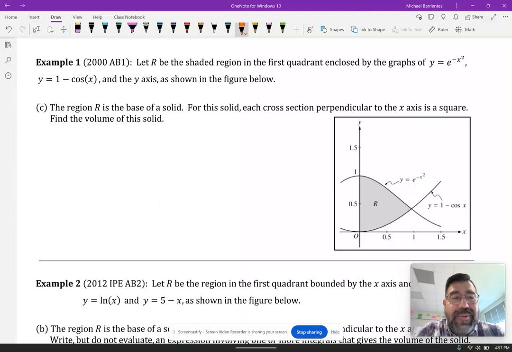All right, here we go. Our first example of volumes by cross-section. From 2000, this is from test AB. I don't remember if AB and BC shared this problem.